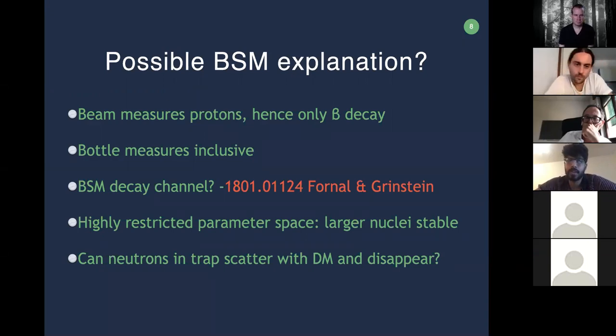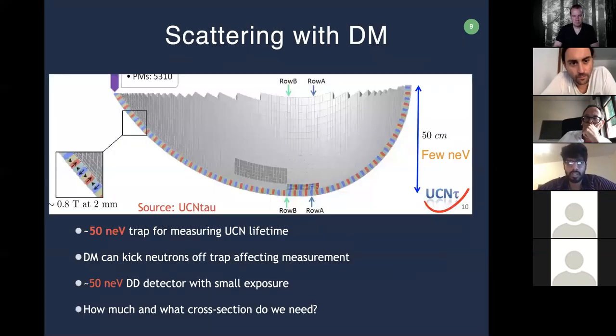Our approach is different here. We want to ask the question, can the neutrons in a trap scatter with dark matter around us and disappear? Let's see what kind of numbers we are talking about. Just to recap, 50 nano eV trap for measuring UCN lifetime. Dark matter can kick neutrons off the trap, affecting the measurement.